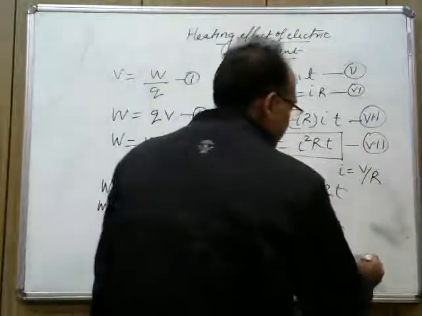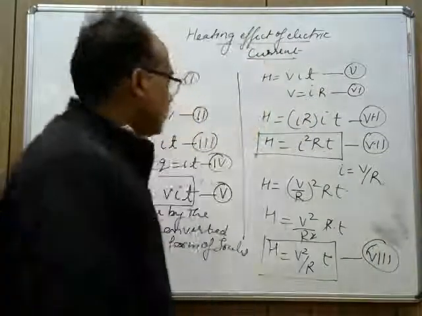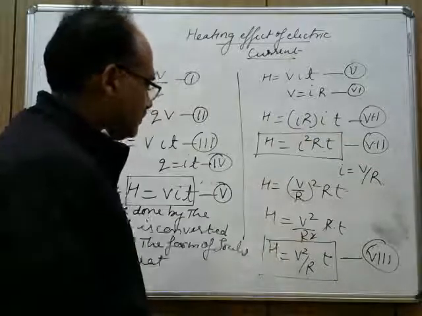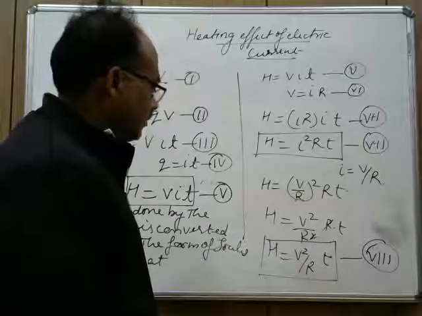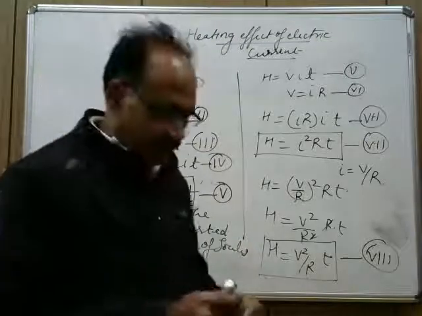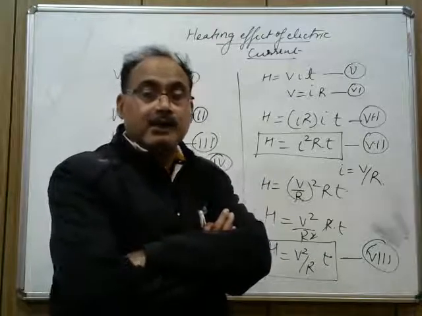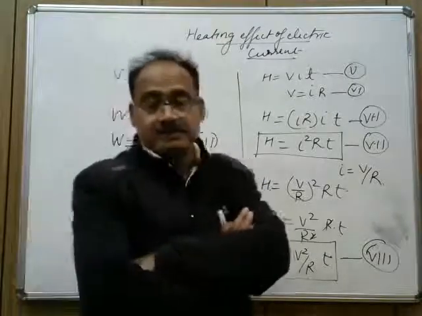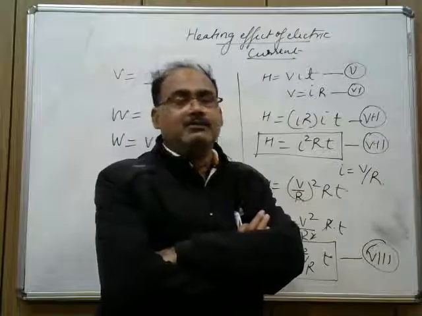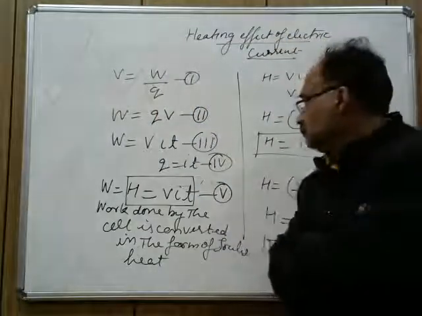This is expression 8. So, 5th, 7th or 8th, that is I square RT, V square upon R times T, and VIT. These are three basic formulas which are used in finding the heat energy generated in the conductor. And remember this, it's a very important point which I am telling. Heat obtained by all these formulas is in joules.